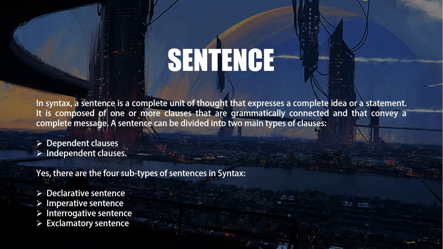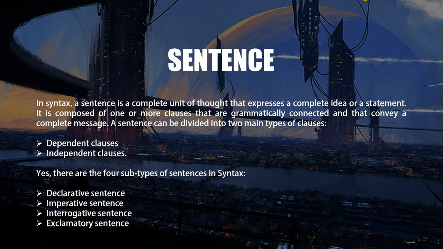The first one is an independent clause. An independent clause, also known as a main clause, is a complete sentence that can stand alone and express a complete thought. It consists of a subject and a predicate, and may also contain objects, complements, and modifiers. For example, I went to the store.